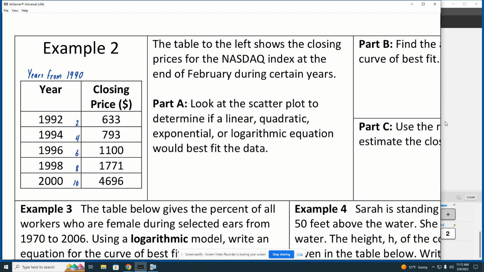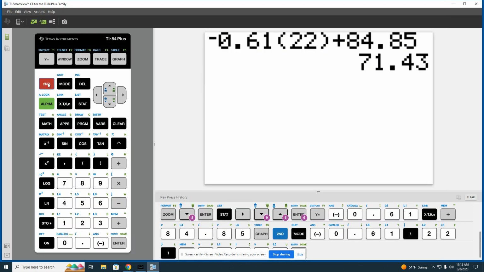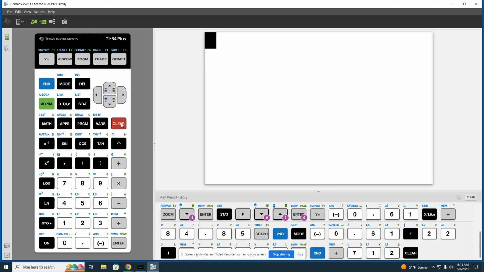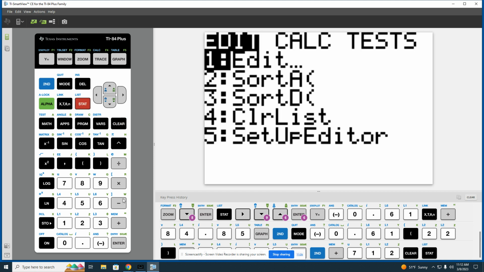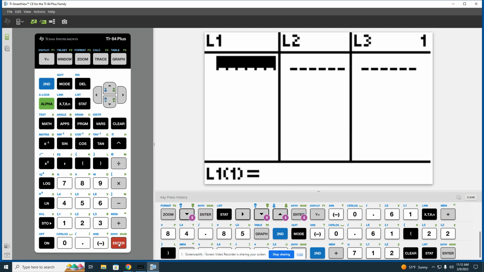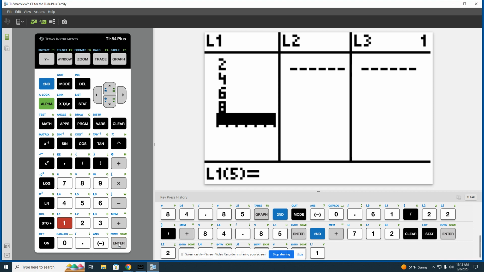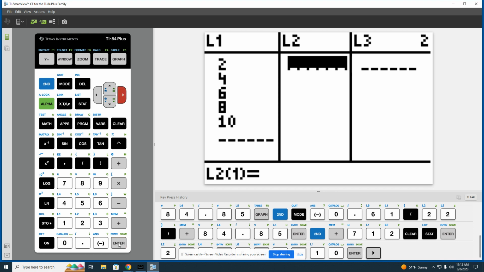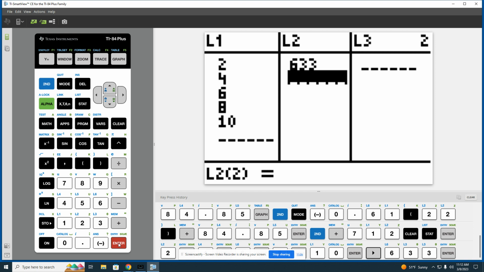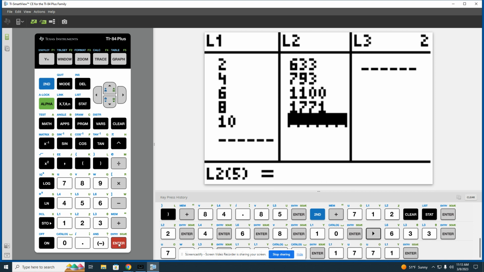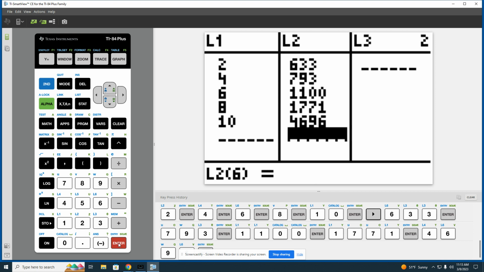Ready? Let's go enter our data. I'm going to reset my whole calculator. Second, plus, 7, 1, 2. And y'all are going to talk me through my order. Go. Stat. Edit. So 2, enter. 4, enter. 6, enter. 8, enter. 10, enter. Then on the other side, 633, 793, 1100, 1771, 4696. Okay? I'll let y'all catch up.